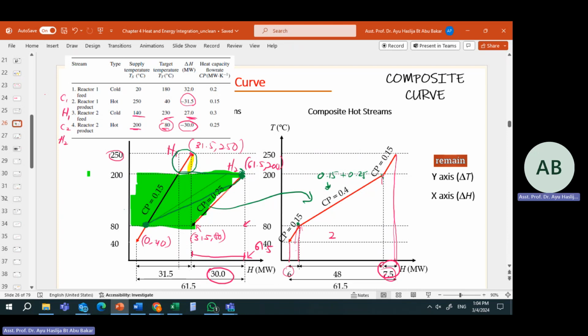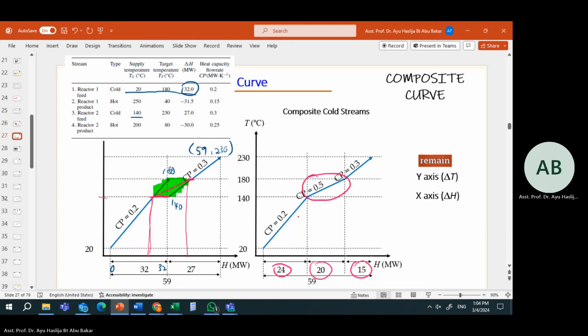The distance between the final combination point to the last point. Okay. The 6 here is the initial point until the first combination point, the first that we combine. Okay, so here same goes for the cold stream. Just now we combine at this point and this point. Then we drag.